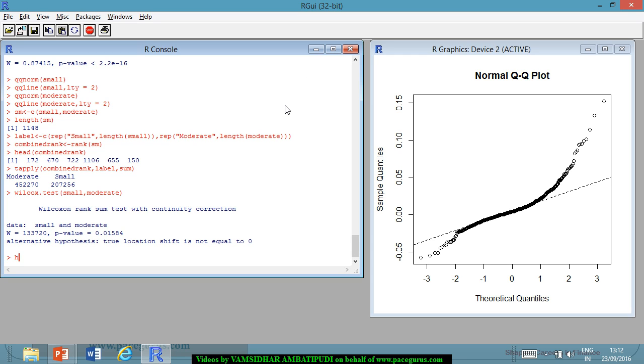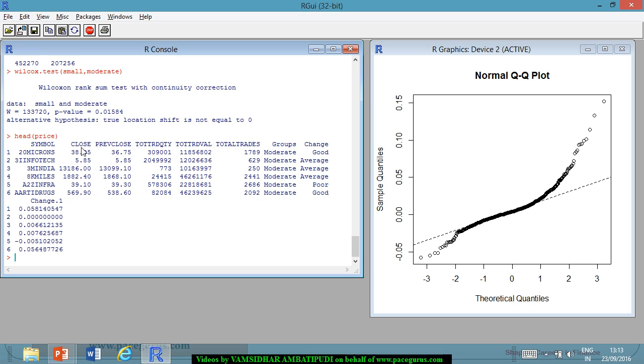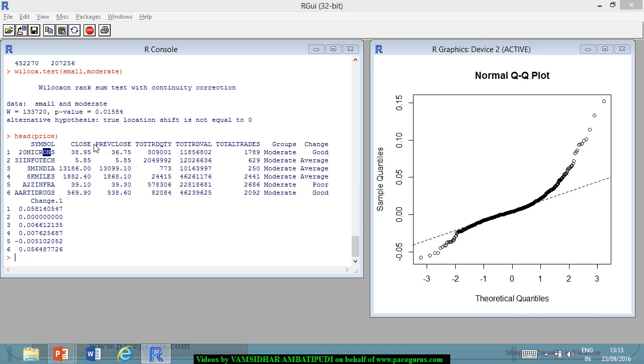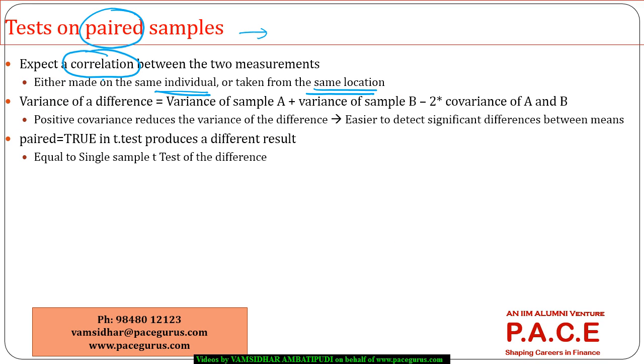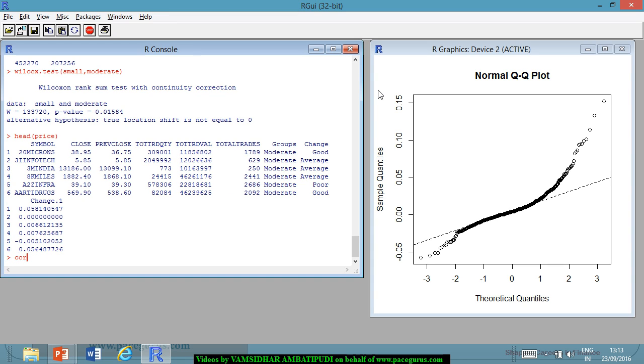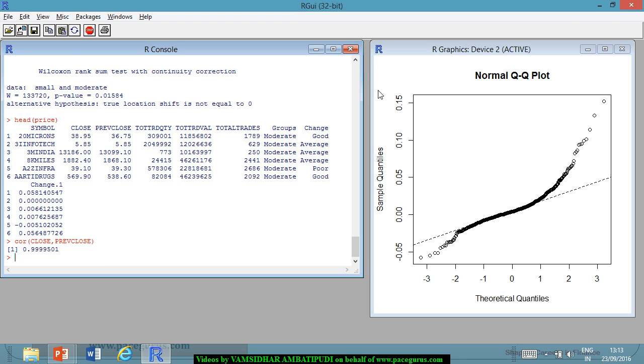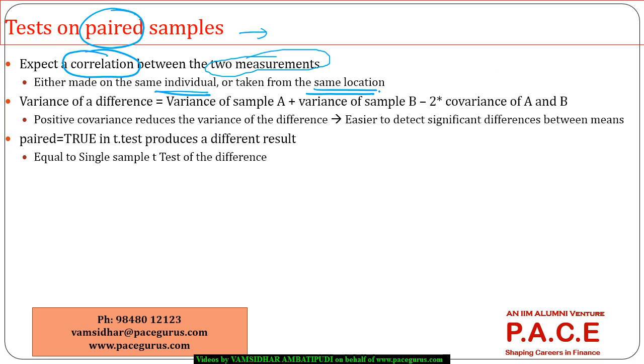If you look at the price data, we have close and previous close for the same company. So that is what it means. We are expecting a correlation between the two measurements. Let me take the correlation between close and previous close. They are not independent. They have almost 0.9999 correlation. 99.99% correlation exists between them.